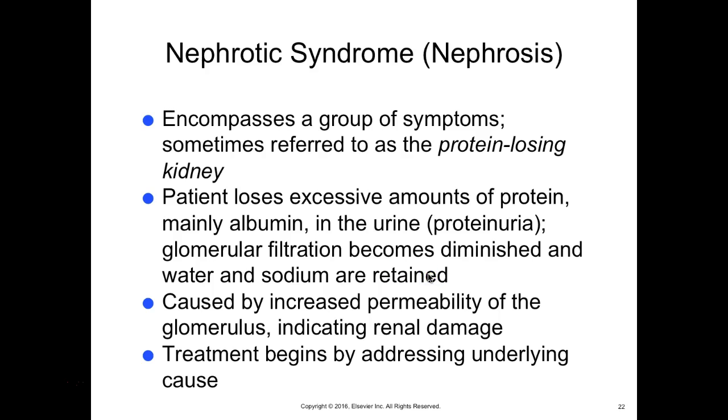All right, nephrotic syndrome or nephrosis, either term is correct. This is a group of symptoms, sometimes referred to as protein-losing kidneys. Now, protein is large and should not be filtered across in the nephron from the glomerulus to Bowman's capsule. So the patient loses excessive amounts of protein, mainly albumin, in the urine, so they have proteinuria. Glomerular filtration becomes diminished and water and sodium are retained. It's caused by increased permeability of the glomerulus, indicating renal damage.